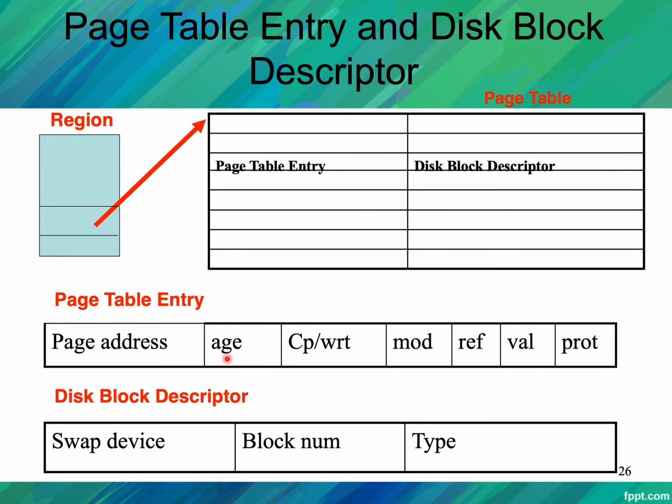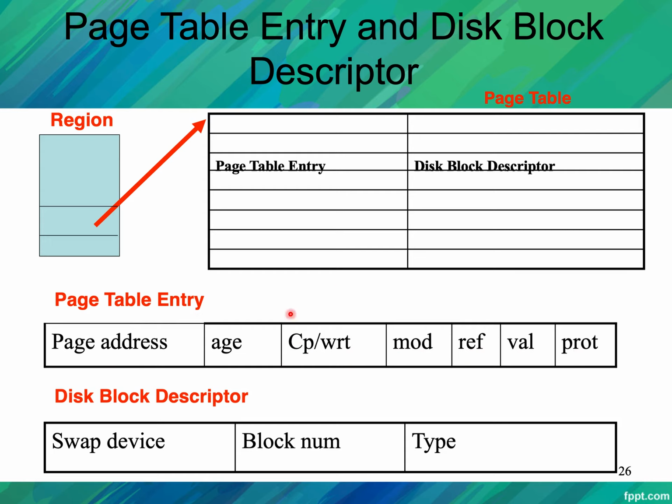Whenever the particular page is not referenced, then the age of the page will be incremented, like 1, 2, 3. So this is copy on write. This is a flag which has to be set, that is copy on write. This is mode, and then with this, reference, validity, and protection bits. So these are the different bits we have for this page table entry.